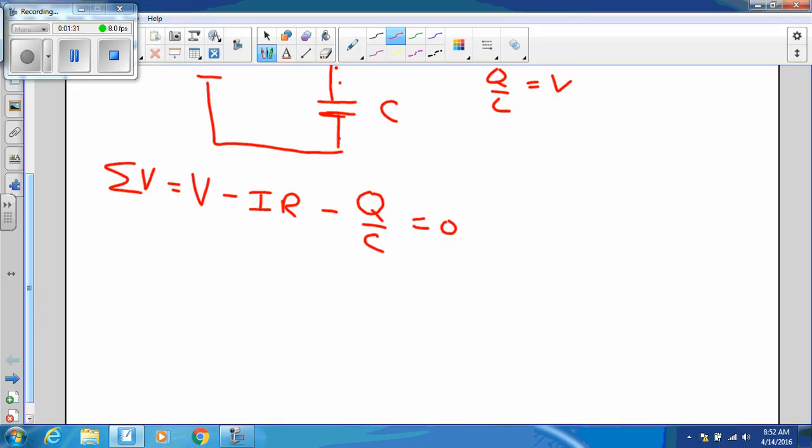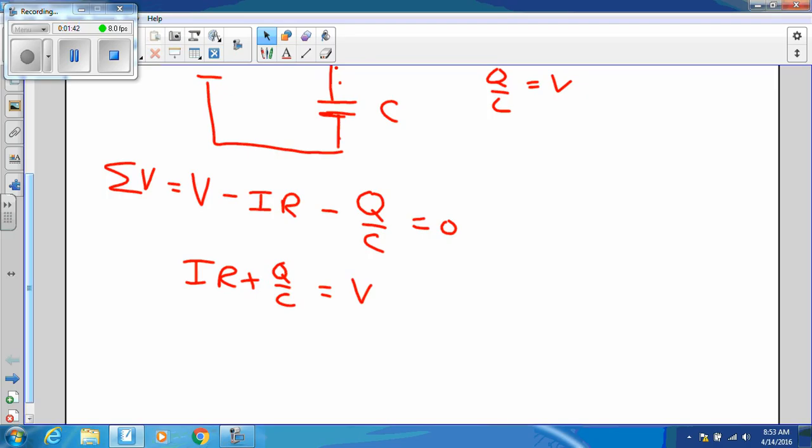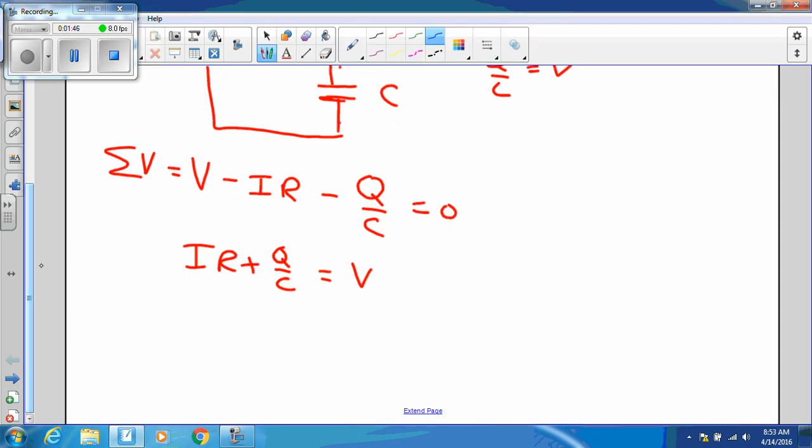Well, let's write this in a slightly more friendly form as IR plus Q over C is equal to the voltage V. So this is our equation for the RC series circuit, but it's just Kirchhoff's law.